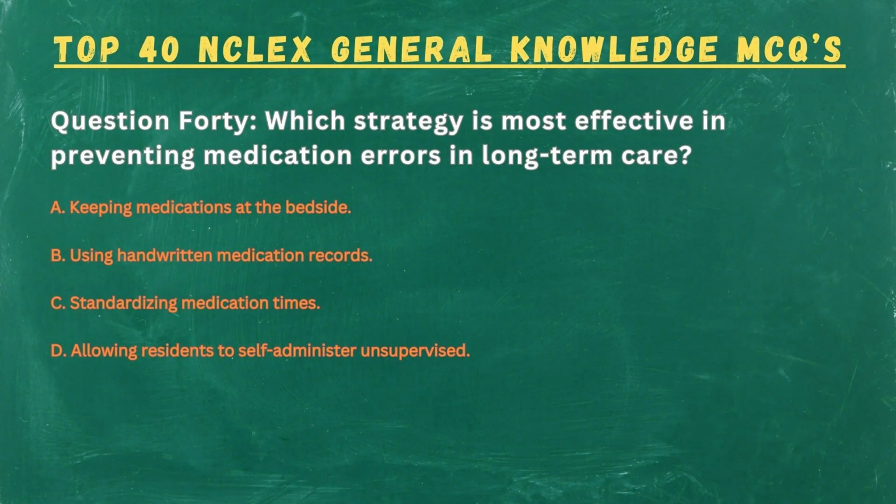Answer: B. I can take herbal supplements for energy. Question 40. Which strategy is most effective in preventing medication errors in long-term care? A. Keeping medications at the bedside. B. Using handwritten medication records. C. Standardizing medication times. D. Allowing residents to self-administer unsupervised. Answer: C. Standardizing medication times.